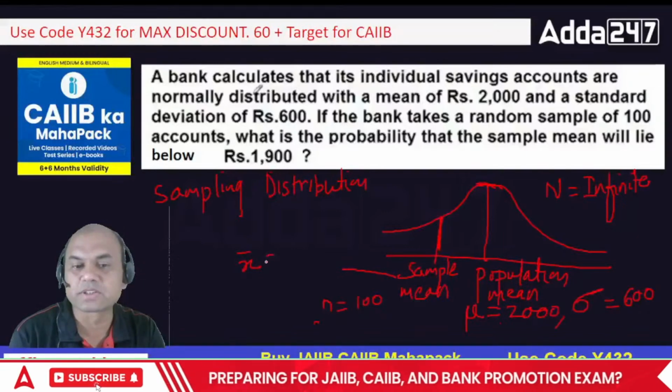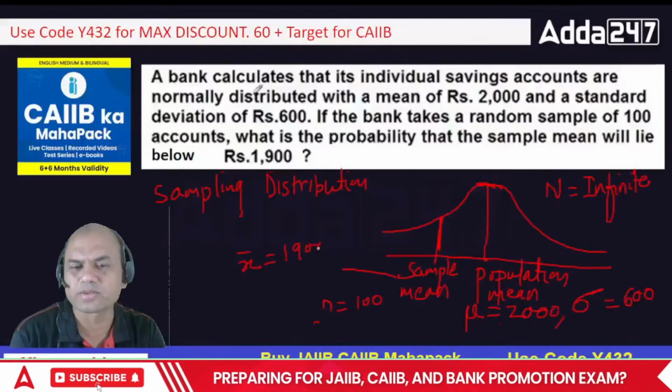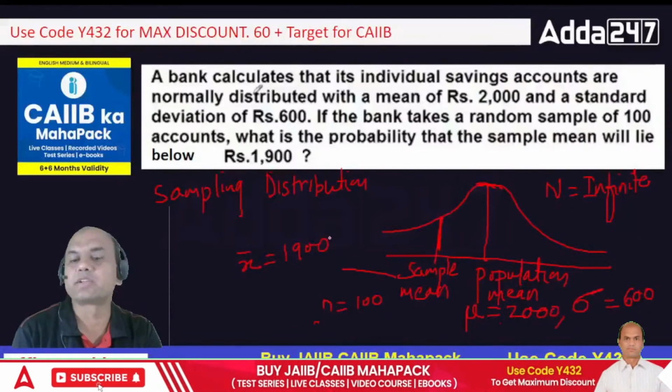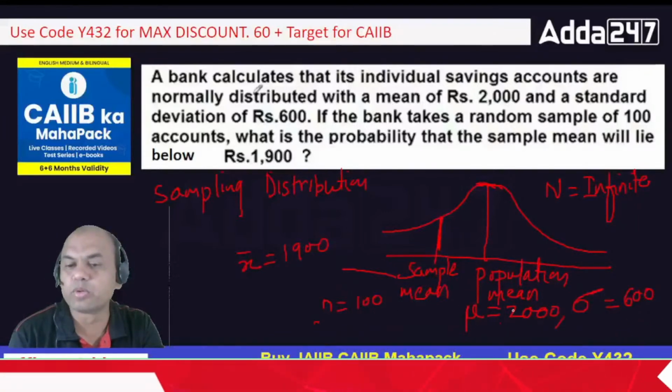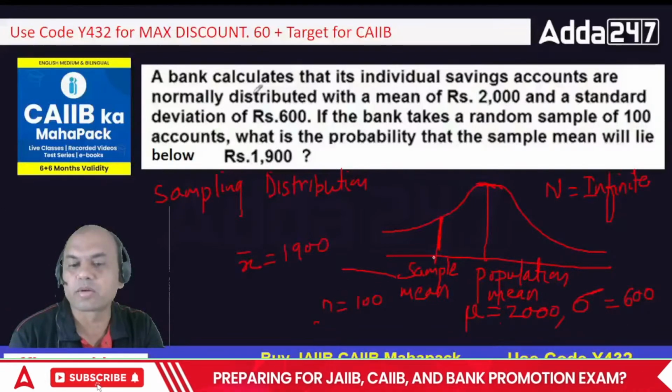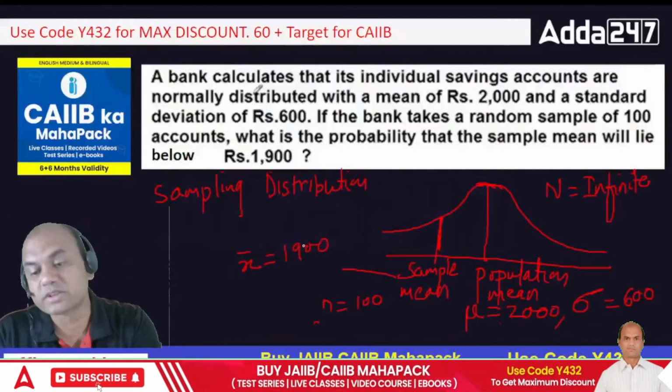So X bar equals 1900, sorry, not 1000, isn't it? 1900. So what are the two points I am having? For the population I am having mu and psi. For the sample I am having N and X bar, right? So now let's solve this.